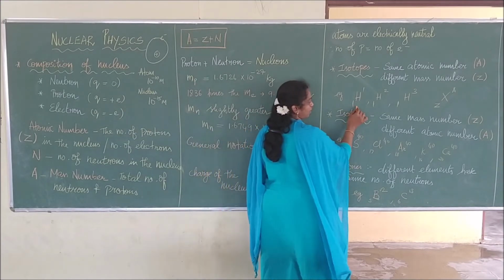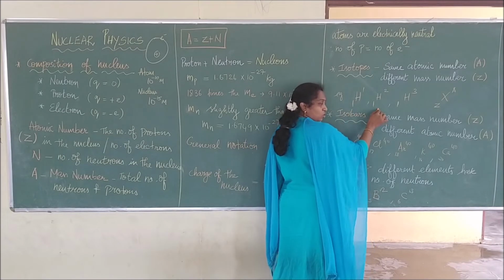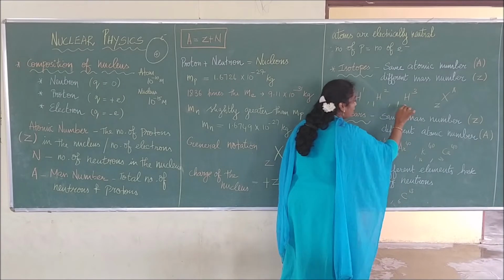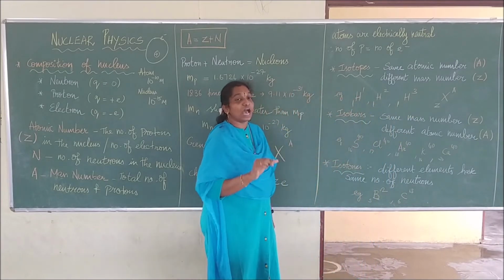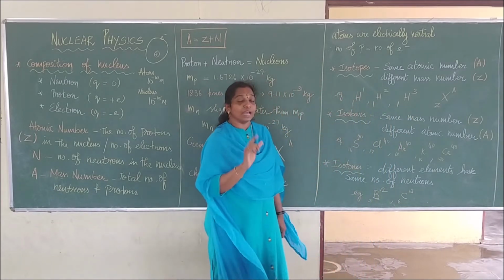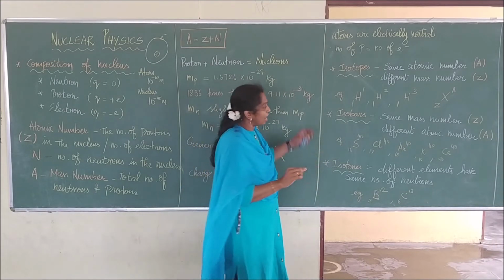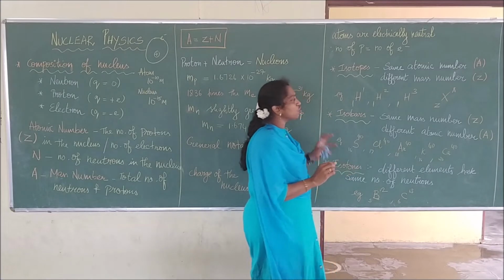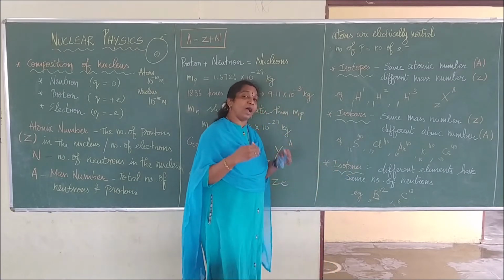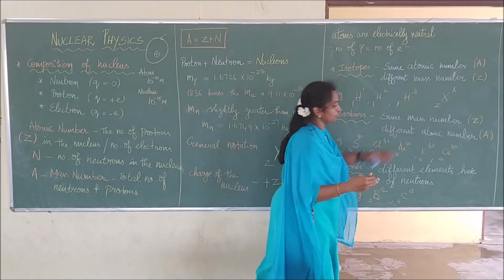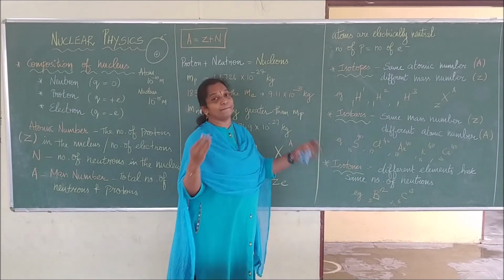The first one is called hydrogen, the second one is called deuterium, and the third one is called tritium. These are the same element of the hydrogen family, having the same atomic number but different mass numbers. We call these types of elements isotopes. Isotopes vary depending upon their natural abundance. Each one will have a different abundance, right?